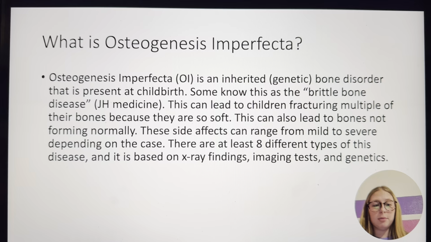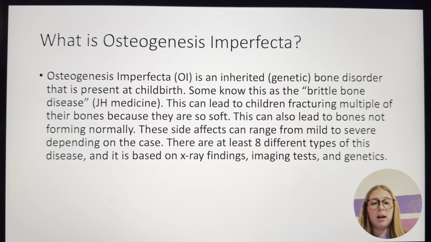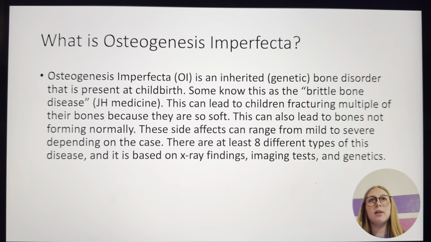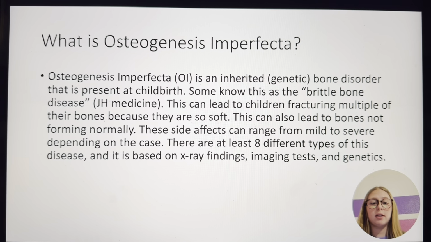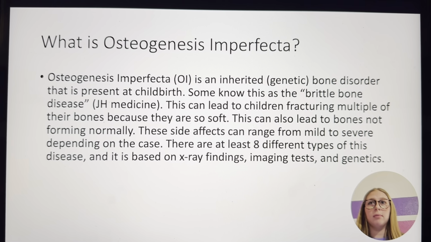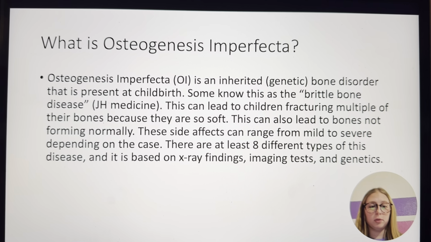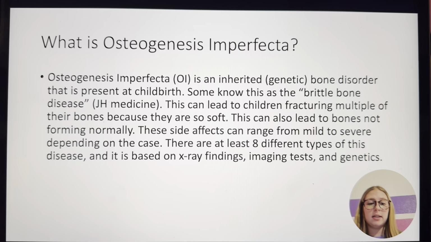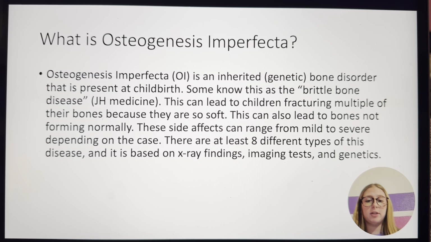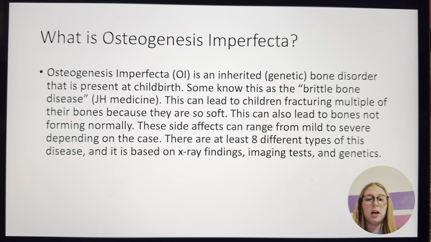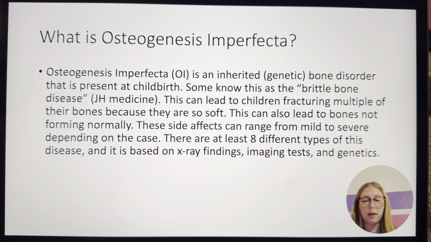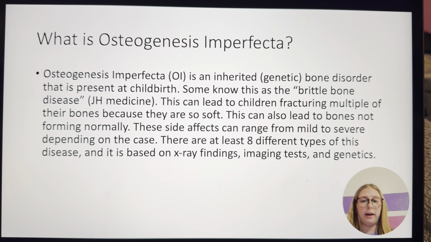This can also lead to bones not forming normally. So bowing of the legs. If you look up a picture of children with osteogenesis imperfecta, you will see that their bones are not formed normally. There are at least 8 different types of this disease, and it is based on x-ray findings, imaging testing, and genetics. The side effects can also range from mild to severe, obviously depending on what type you have.